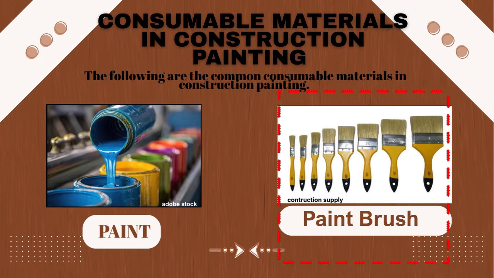A paintbrush is a handheld tool with bristles, filaments, or hairs attached to a handle, used to apply paint, varnish, or other coatings to surfaces. It is one of the most basic and essential tools in painting and woodworking.